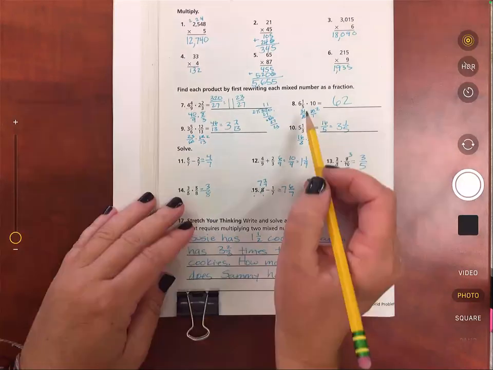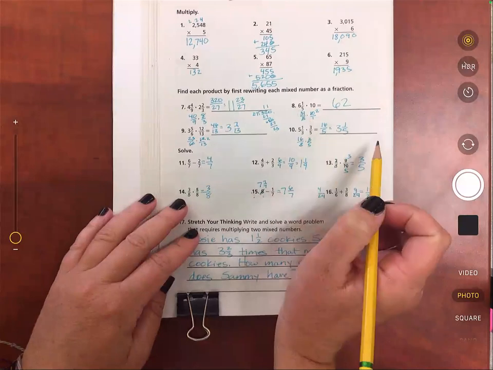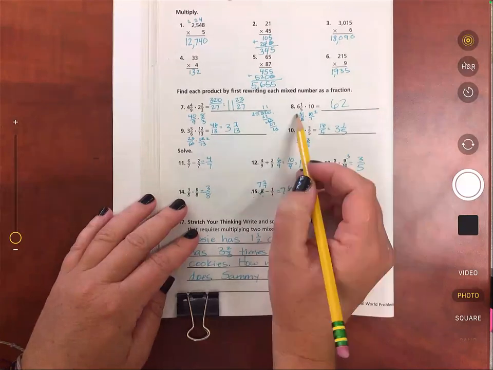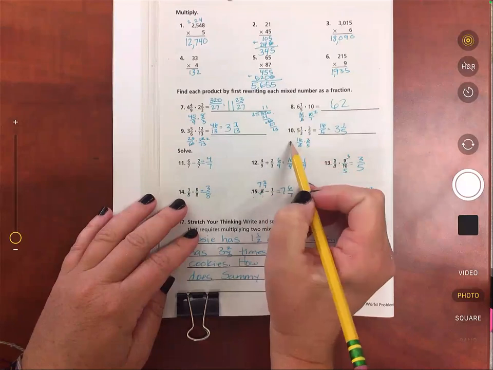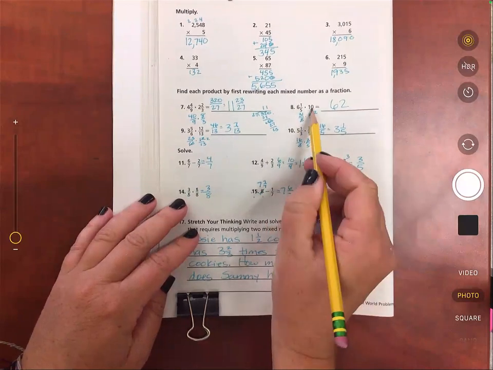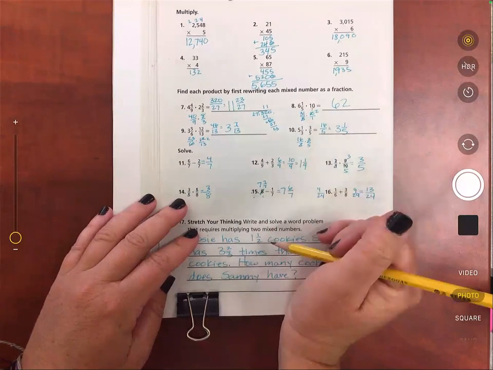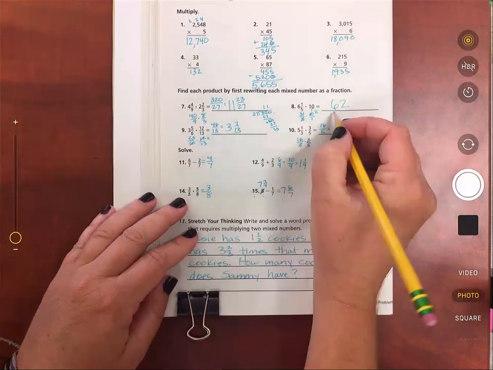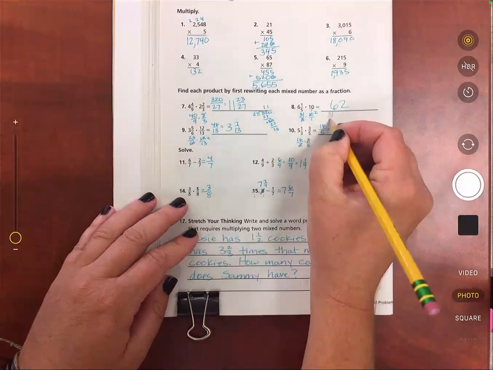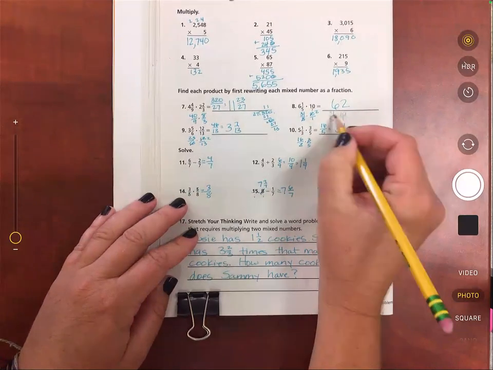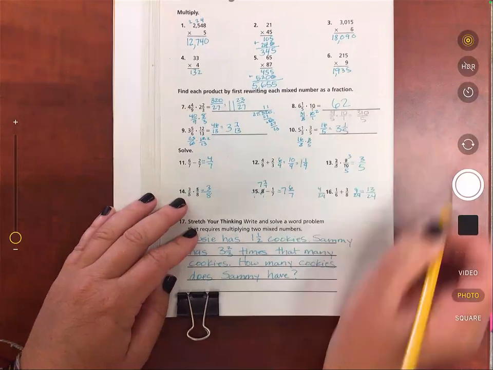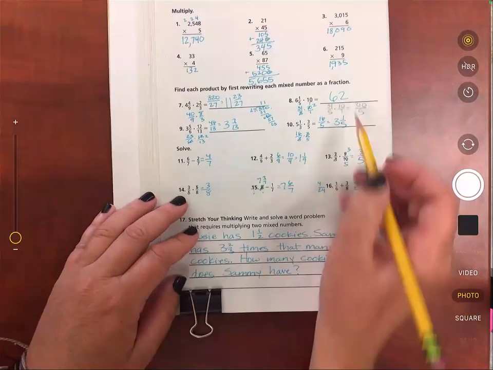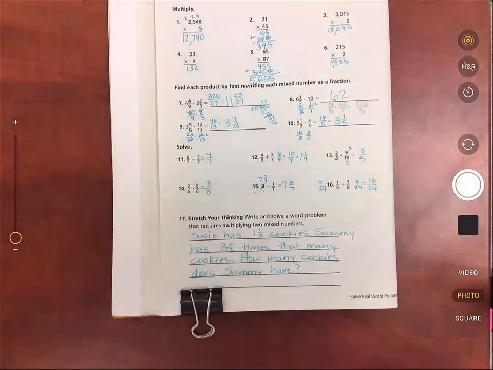Number 8, changing 6 1/5 to a fraction greater than 1. 5 times 6 is 30, plus 1 is 31 over 5. 10, we just make it 10 over 1. I went ahead and cross-canceled, but you didn't have to. You could have done 31 over 5 times 10 over 1. 31 times 10 is 310 over 5. And then when you divide 5 into 310, you would get 62. Okay.